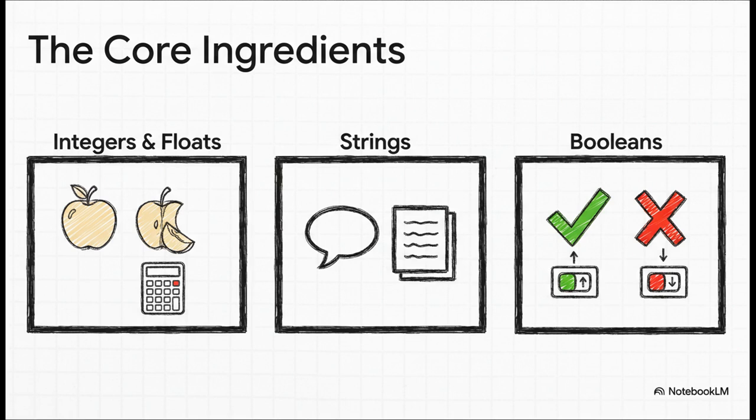Next up, strings. That's just a bit of programmer speak for text, anything you wrap in quotes. And finally, booleans. Now, these might seem almost too simple, but they are the engine of all decision-making in your code. A boolean can only ever be one of two things, true or false. That's it. But that's what lets your program ask questions like, is the user logged in, true or false?